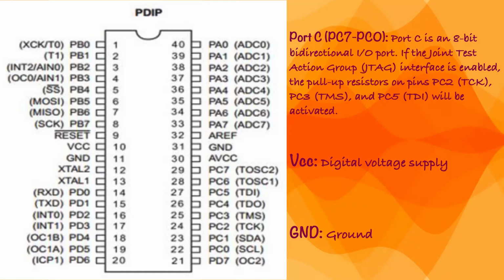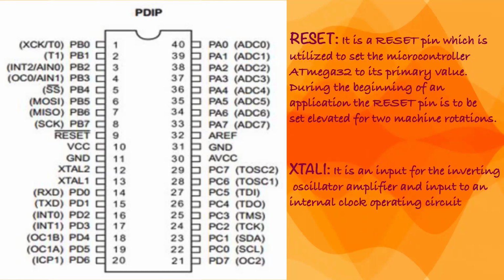And then, dear students, after all this, we have the VCC, that is the digital voltage supply, or 5 volts, what we supply generally, and GND for ground operations.